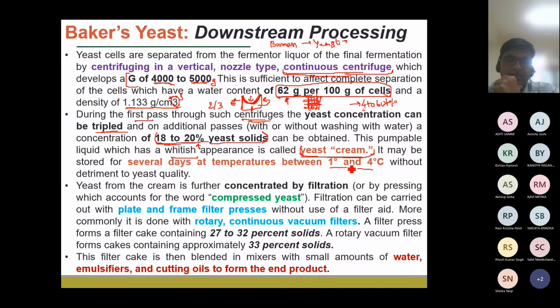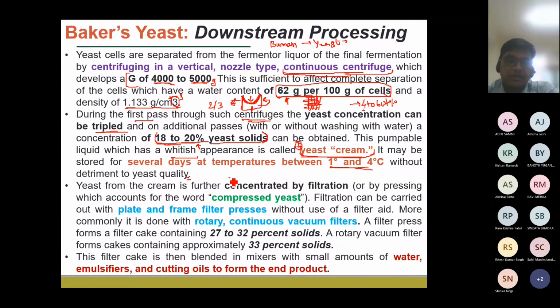Because yeast, if not stored under cold conditions, tends to rot. So generally, it is stored at 1 to 4 degrees for several days without any deterioration in the yeast quality. Okay. So this is one of the products, called the yeast cream.